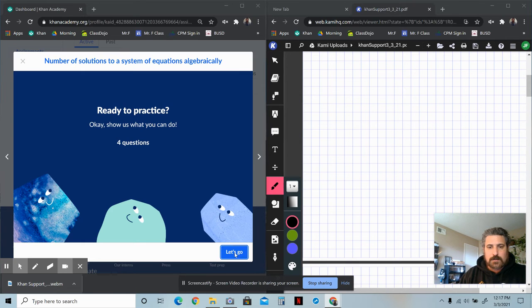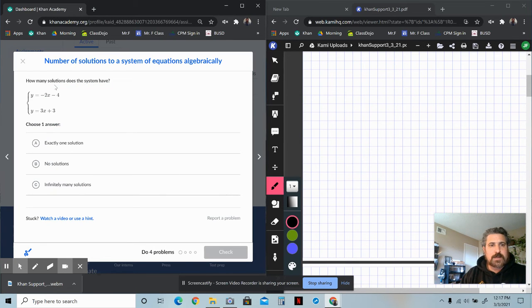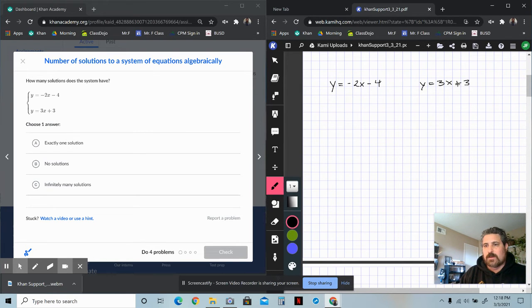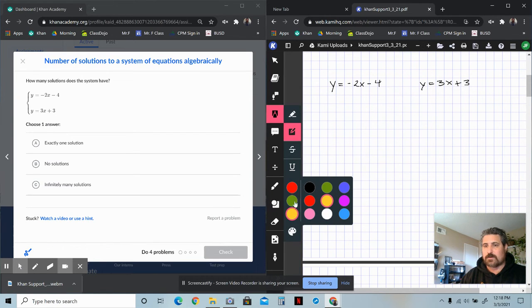All right, let's go. How many solutions does the system have here? We have this system, and it's y equals negative 2x minus 4, and the other one is y equals 3x plus 3. If you're given both lines in y equals mx plus b form, the easiest thing to do is just set the y's equal using substitution. And then once you solve, you'll find out if there's one solution or not.